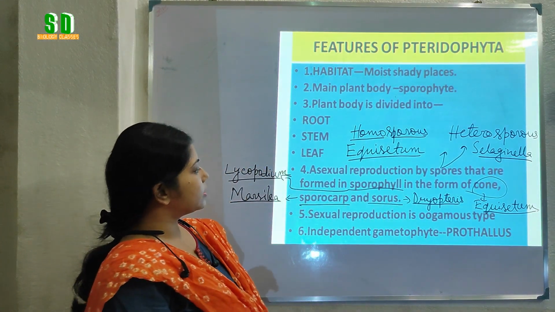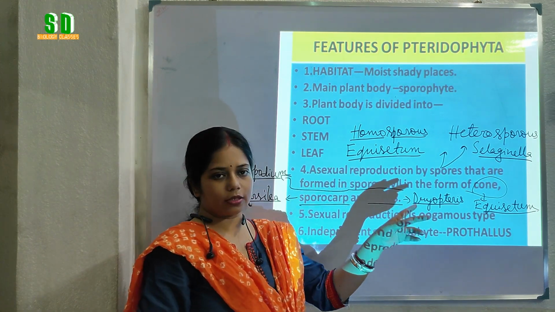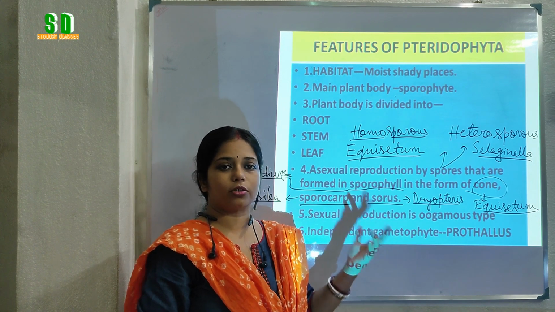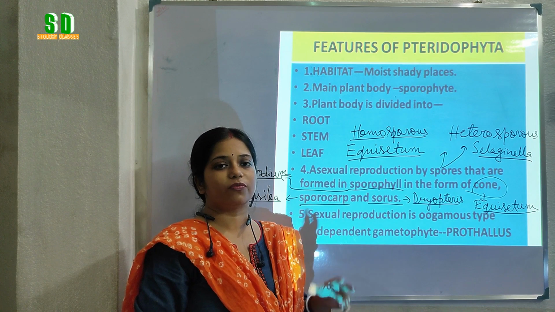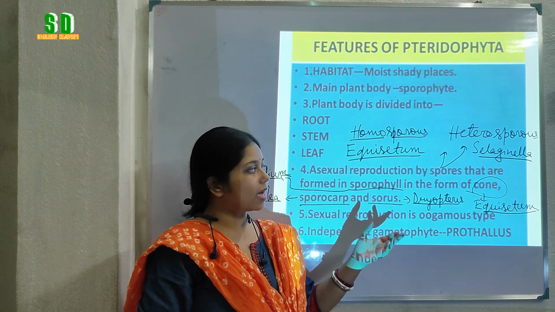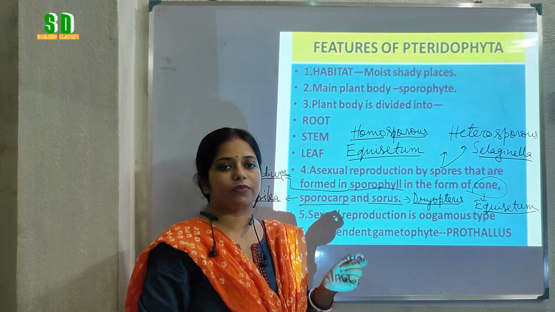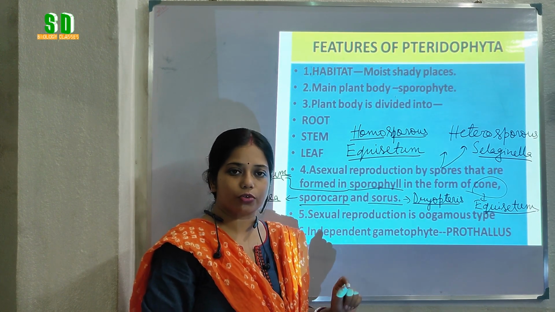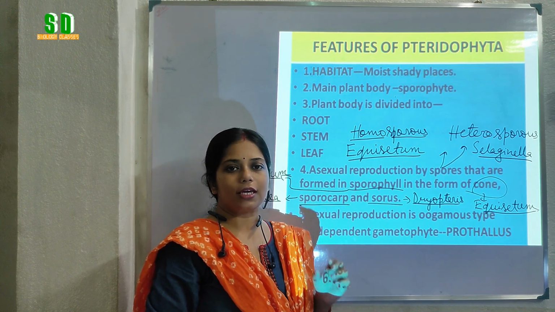So from here we can see that asexual reproduction occurs by the spores. The pteridophytes can produce similar type of spores. They are called the homosporous pteridophyte, and sometimes they can produce two different types of spores. In some members of the Pteridophyta like Selaginella, they produce two different types of spores, and that type of pteridophytes are called the heterosporous pteridophyta, and this phenomenon is called heterospory.